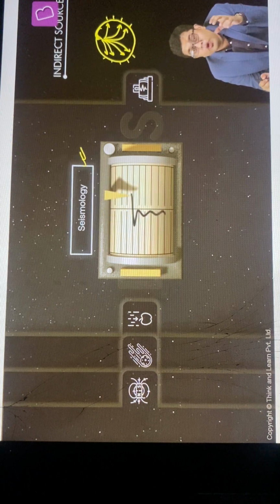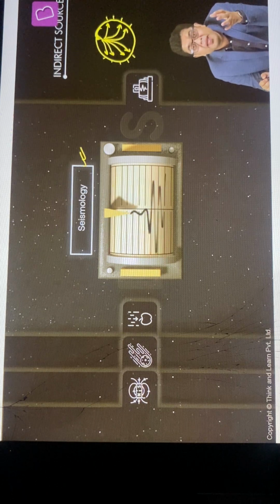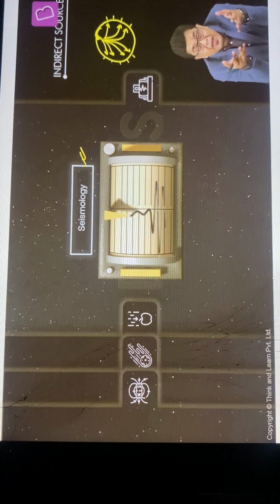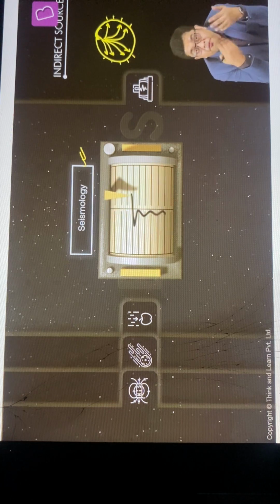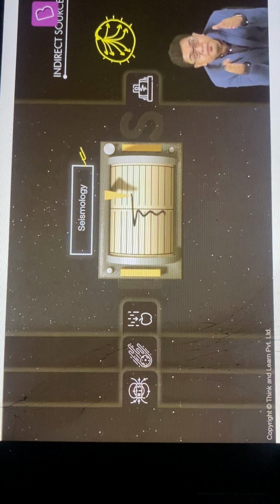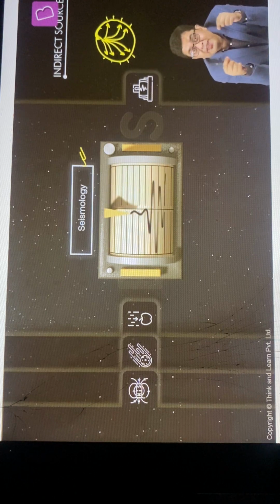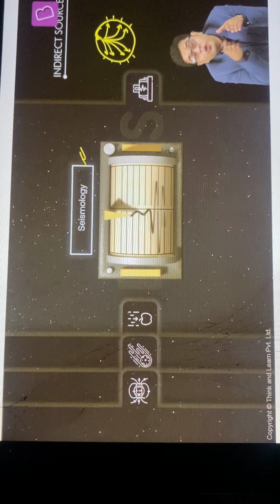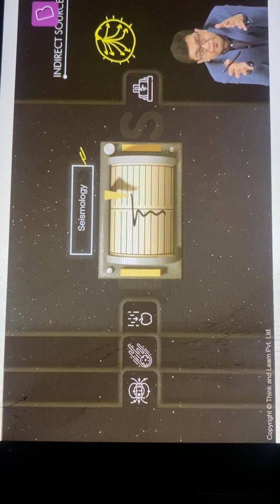It is this seismology which also helps us determine which layer of the planet is composed of a liquid, which layer is very solid, which layer is semi-solid, because in each of these media, the speed of these energy waves changes. These waves also get reflected and refracted.